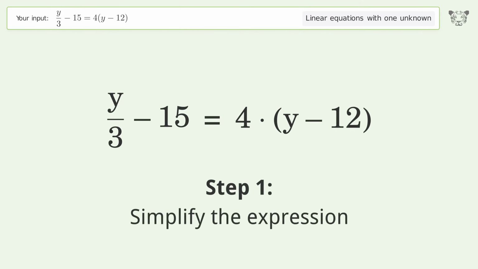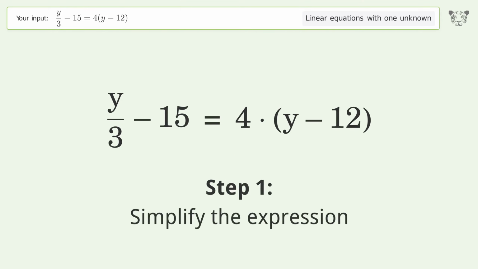Simplify the expression. Expand the parentheses. Simplify the arithmetic. Group all y terms on the left side of the equation. Subtract 4y from both sides. Group like terms. Group the coefficients.